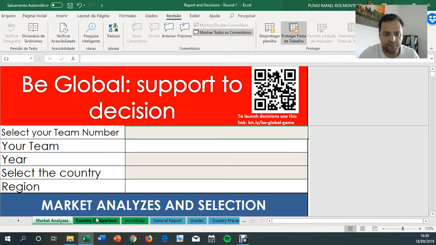So we have now finished the first round of simulation, and what are the news in this file? As you can see, for each round I will save a new version of the Excel file. So now we have these reported decisions round 1. And what you can see here. So let's take a look at the world map.